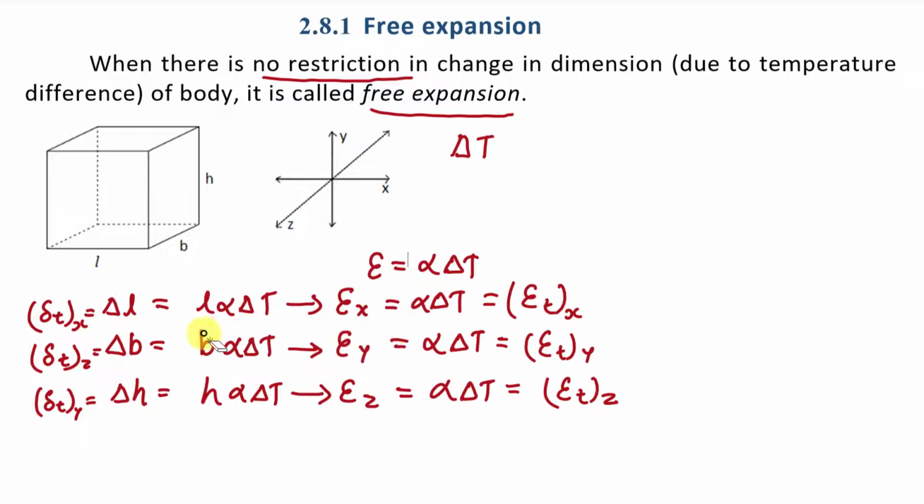Actually there is mistake. This B dimension is in Z direction. So here I have to write Z. And here I have to write Y because this height is in Y direction. So here I have to write epsilon Z and here I have to write epsilon Y. Right?